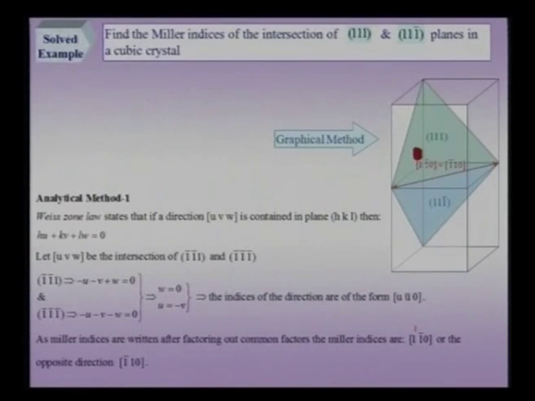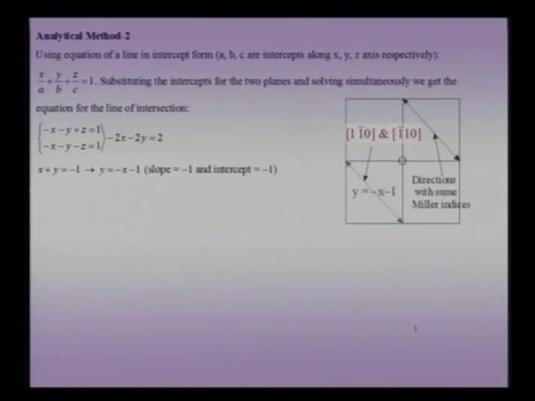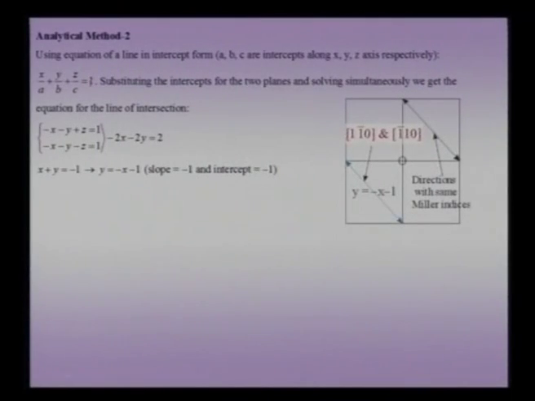An alternate, analytical method to solve the same problem would be to use our common understanding of coordinate geometry. Here I am going to use an equation of a plane. For instance, an equation of a plane with intercepts along the x, y, z directions is given by x by a plus y by b plus z by c equal to 1. This is an equation of a plane in the form in which a, b, c are its intercepts along the three coordinate axes.